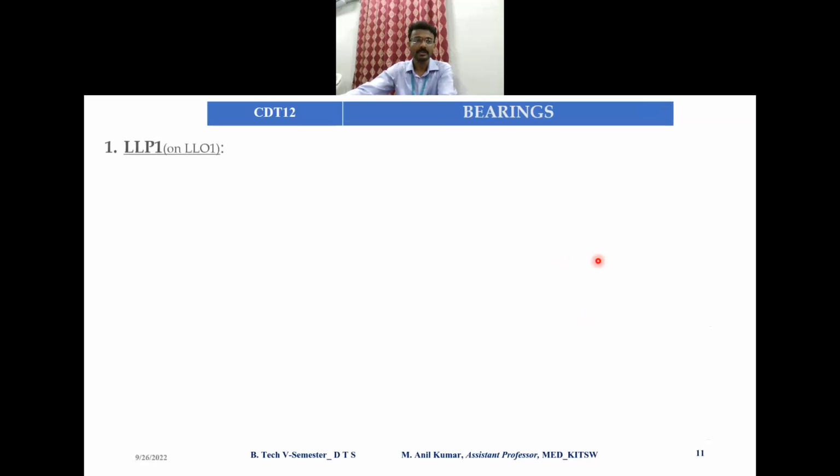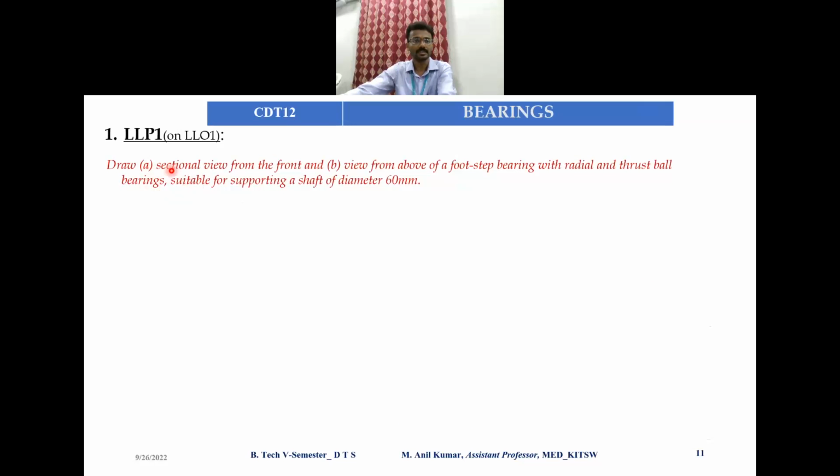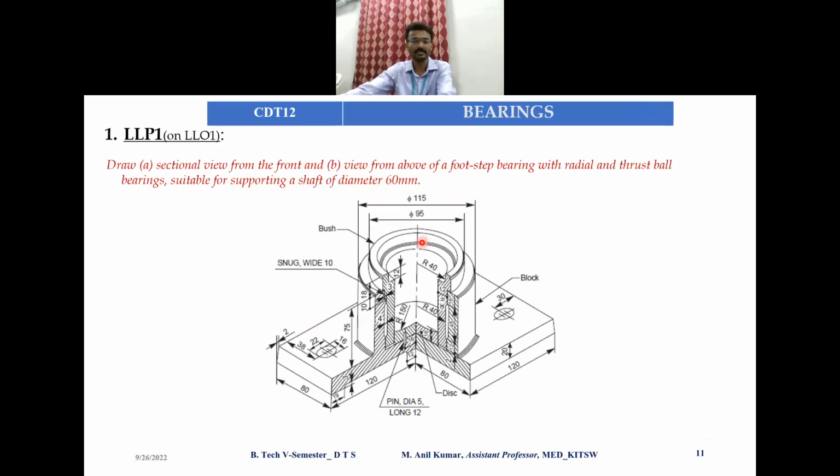Okay. So coming to the lecture learning problems, here is a question. Draw the sectional front view and top view of a radial footstep bearing with radial and thrust ball bearings suitable for supporting a shaft of diameter 60 mm. You'll be given a question in two lines. You may have to think of the shaft diameter and draw this picture in 2D. This picture will not be given in the exam, but you are supposed to draw this picture assuming the dimensions.